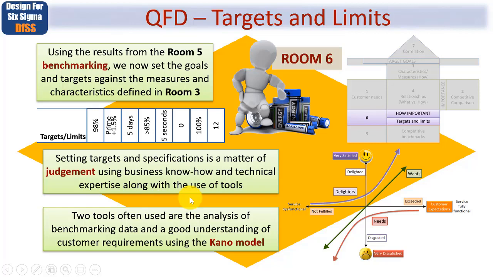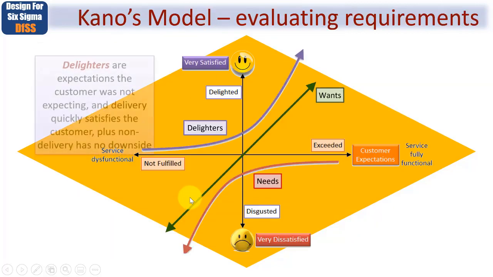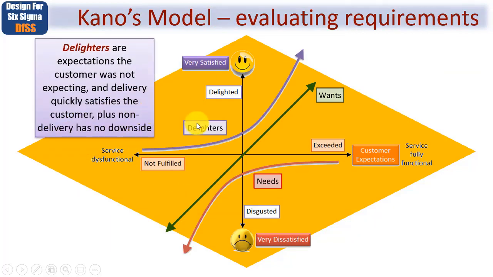Here's what it looks like and what you'd have here. Do you remember I mentioned delighters? These are the expectations the customer was not expecting, and delivery quickly satisfies the customer, plus non-delivery has no downside.